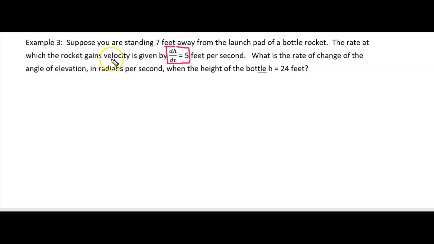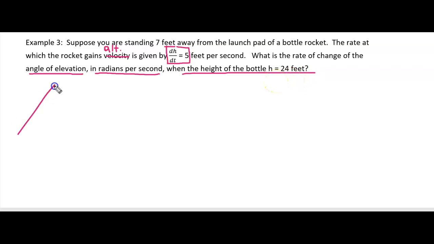I think this is worded wrong. I think I meant to put gains altitude. I'll just put ALT here. The rate at which the rocket gains altitude is given by dHdt, feet per second. What is the rate of change of the angle of elevation in radians per second when the height is 24 feet? So let's start with step 1.